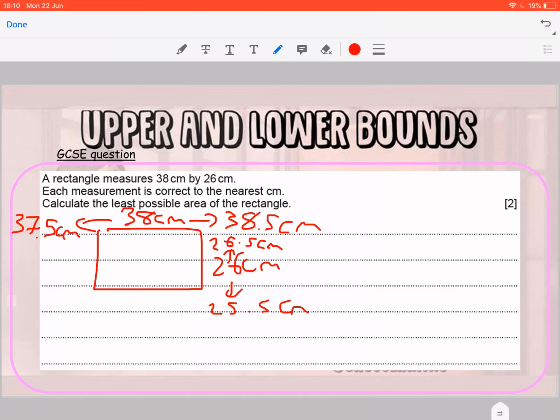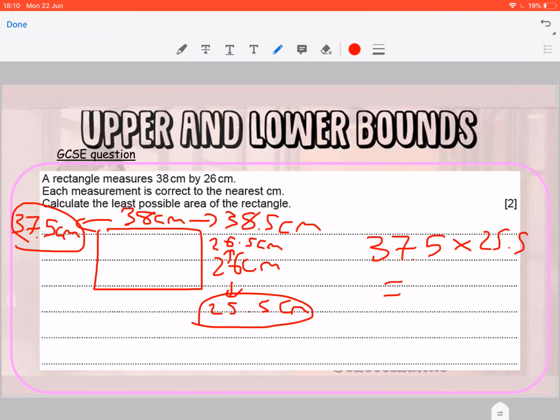When they say calculate the least possible area, that means you've got to use the two smallest values it could have been. So the two lowest things that it could have been, and this will be a calculator question, 37.5 times 25.5. The smallest possible area this could have been is 956.25 centimetres squared. Okay, very straightforward bounds question. It's essentially using the skills you used earlier on and a little bit of common sense.